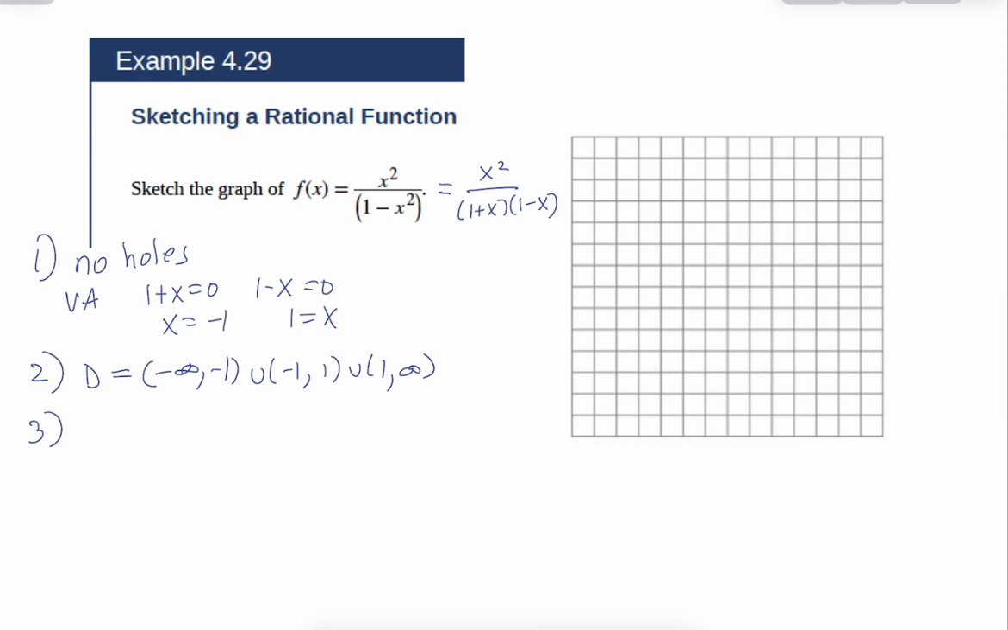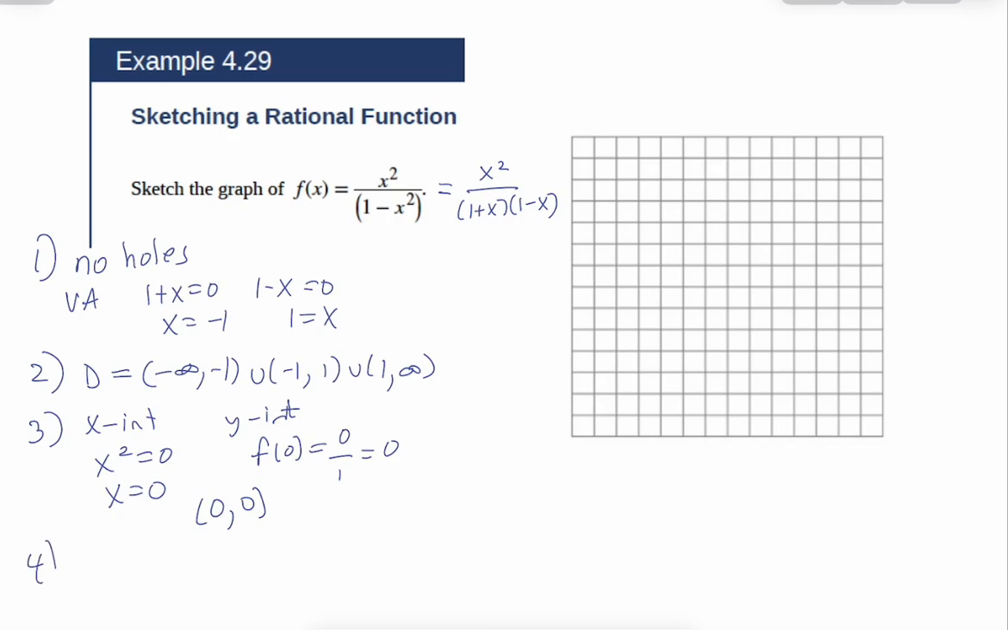The x-intercept of a fractional function is where the top equals 0, so in this case 0. The y-intercept, you have to plug in 0, and we get 0 over 1 or 0. So both the x and y-intercept, the only spot we ever hit the x or y-axis is at the origin, 0, 0.